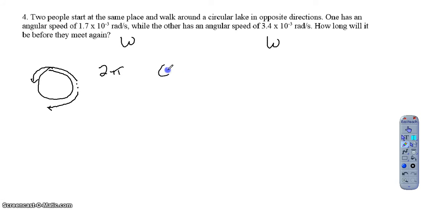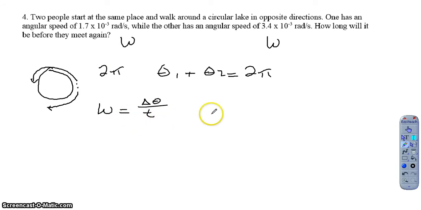Well, what that tells us is theta 1, the angular displacement of the first person, plus theta 2, the angular displacement of the second person, has to equal a total of 2 pi. At this point you have two options in how you can work this problem. You can either try to set up a system of equations. Since we know that omega is defined as change in angle over time, we could set that up for each individual.